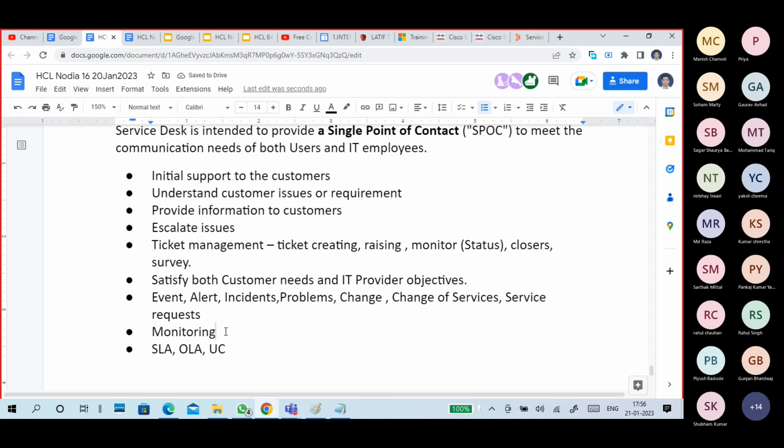And also we need monitoring, meaning monitoring infrastructure, devices, and applications, which is also part of the service desk. We'll receive different types of alerts. Event information helps you to get to know what issues occur and how to resolve the issues also. SLA, OLA, UC, mainly important is SLA, service level agreement, which is a contract between the service provider and the customer.